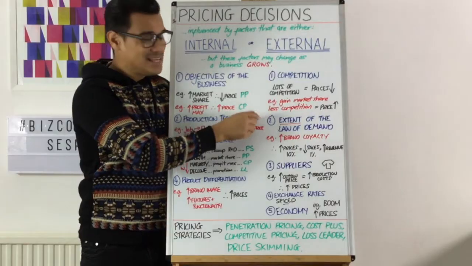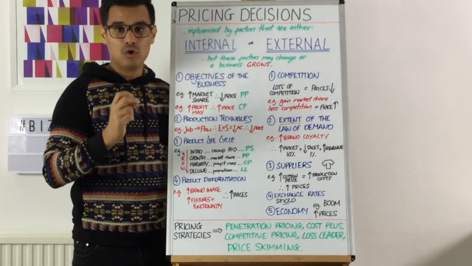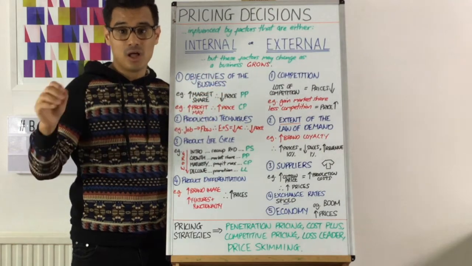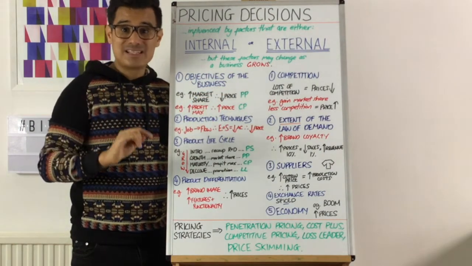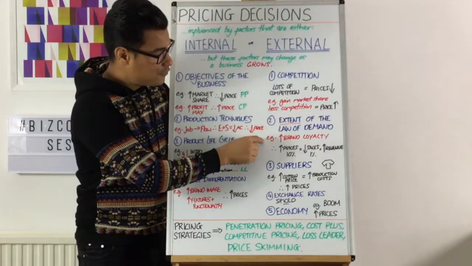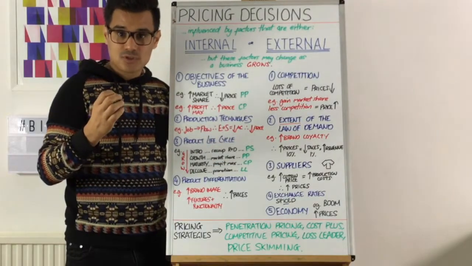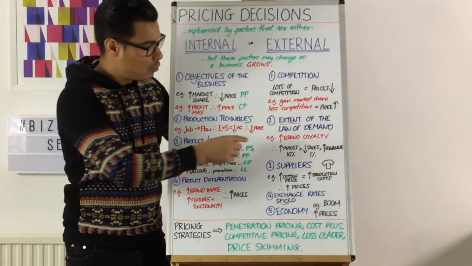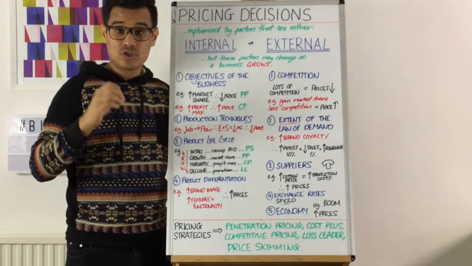Number two is the extent of the law of demand. So that relationship between price and demand or sales. What is the extent of that? So if you've got high brand loyalty, so customers are very loyal to your particular brand, well, that might mean that you can increase your prices.